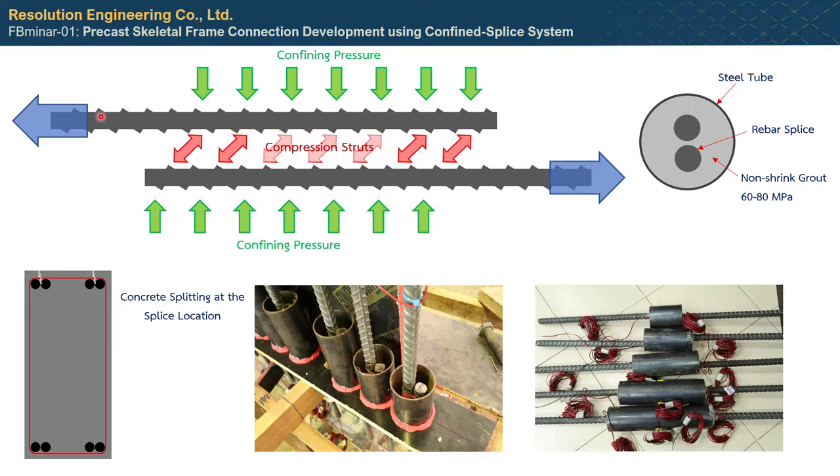So let's just take a look at the splice. When we have the splice, in order to transfer the load from one rebar to another rebar, what's going on between the concrete in here? It forms the compression strut, okay? Compression struts between two rebars. So if you see these compression struts, they are going to push the two rebars apart from each other, right? So you need to have the green arrows, pressures that squeeze this in, that confine these two rebars together such that cracks will not occur and slippage will not occur. So what to use as the confinement? I just go with the cheapest possibilities.